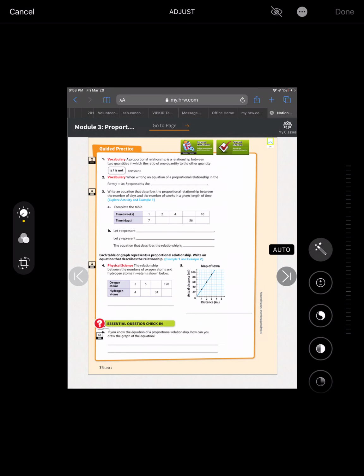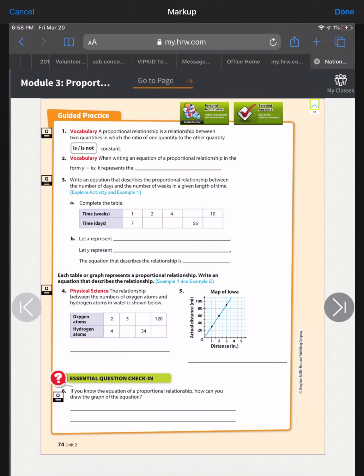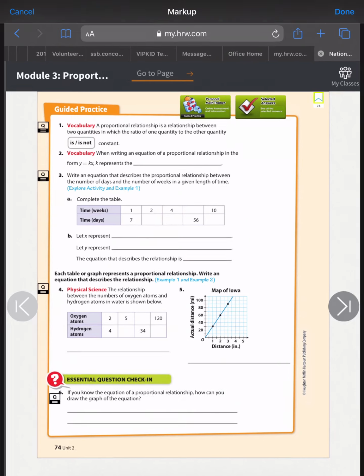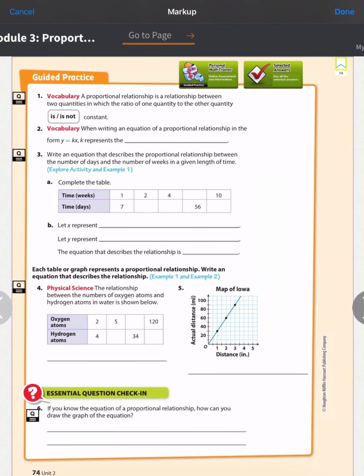Alright, hey, this is page 74, and this is the guided practice. Some of this you probably should have already been able to get through yourself, but I'm going to go ahead and work through it. Now remember, page 75 you do have to do on your own if you haven't already.